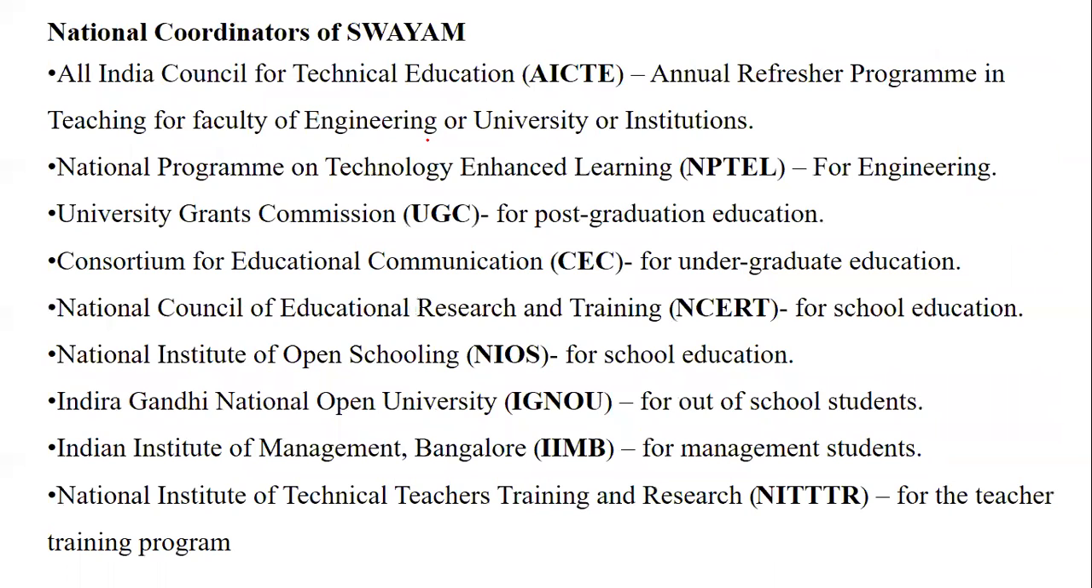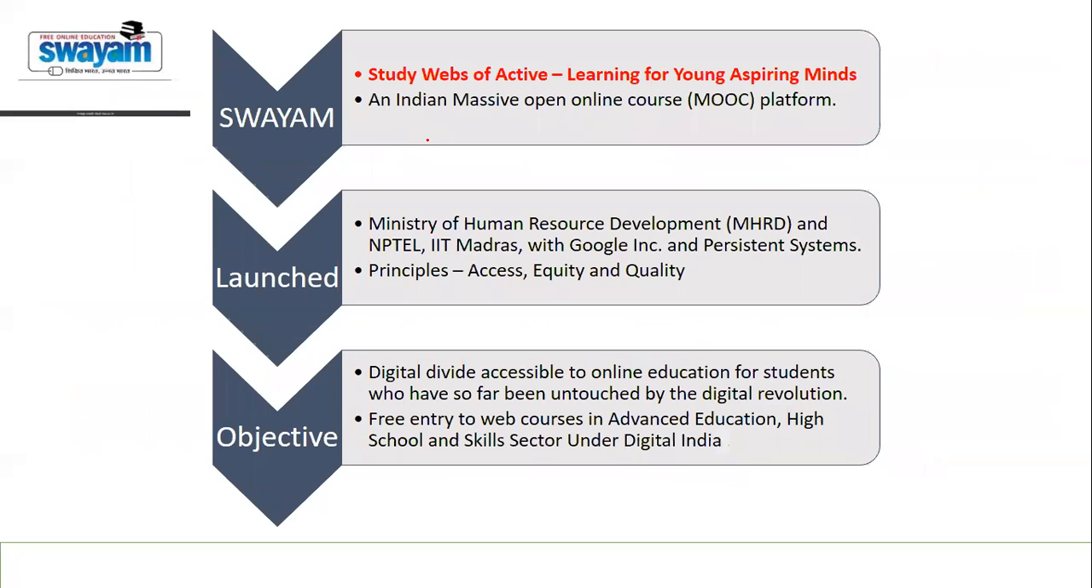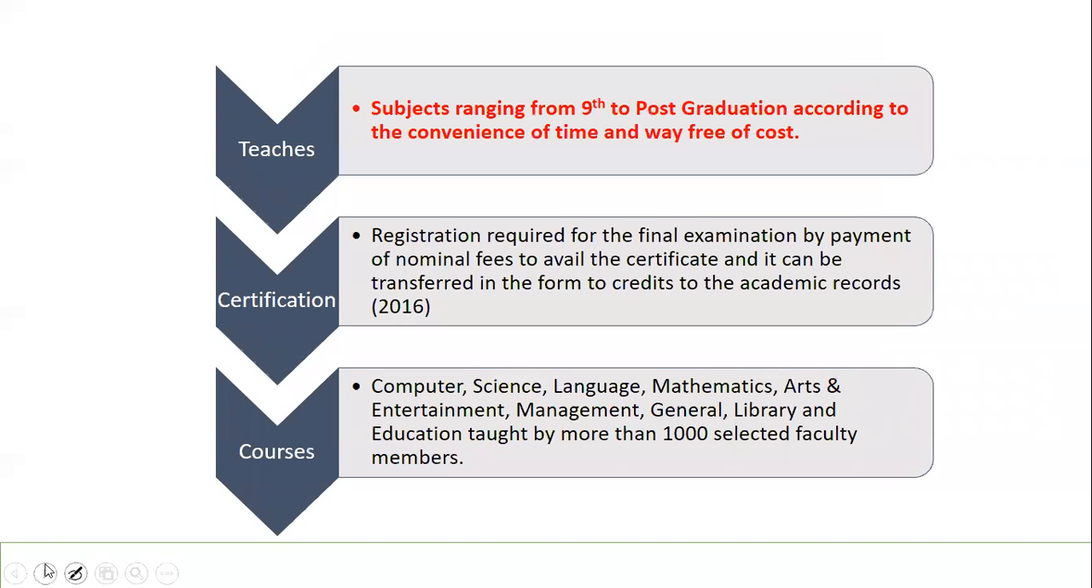Then there are 7 national coordinators of Swayam, which are listed with their full form and their understanding. You can get a question on this, so you should remember this very well. Then Swayam, this is an easy format where I have given the full form, when it was launched, the principles: access, equity, quality, and the objective, which we just did. Then after the objectives, we studied the standard from what to what.